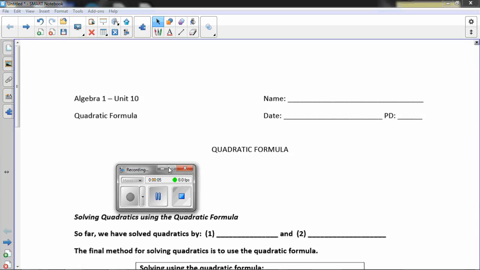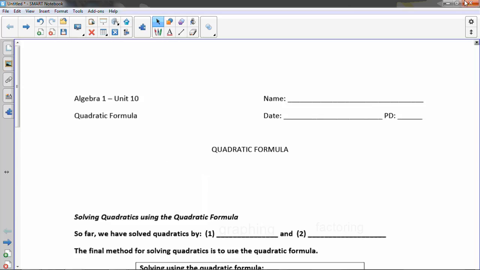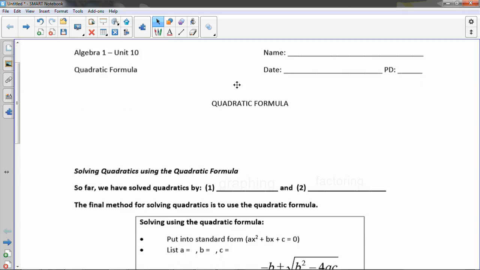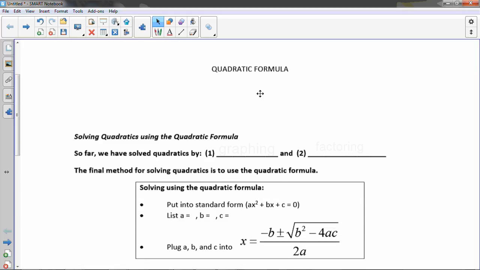Hello everybody, today we are going to do quadratic formulas. It is our last method on solving quadratics, so let's go ahead and get started. So the quadratic formula is right here, so I'm not even going to try.